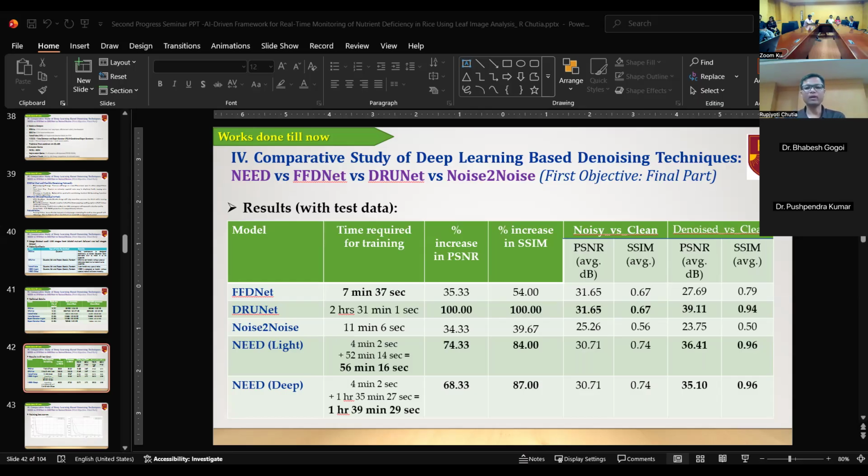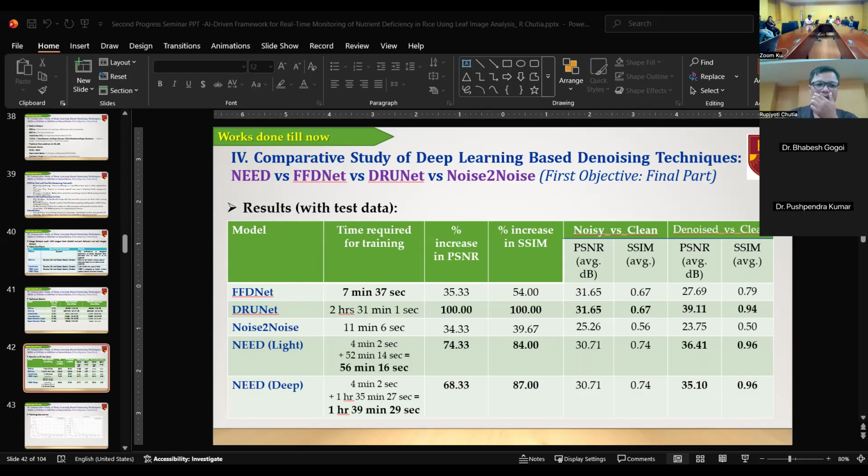So here we have observed that specifically the SSIM increase with the help of NEED is much higher. And we will show the comparison in the next slides, where we will show you how they are performing in comparison with the DRNet model.